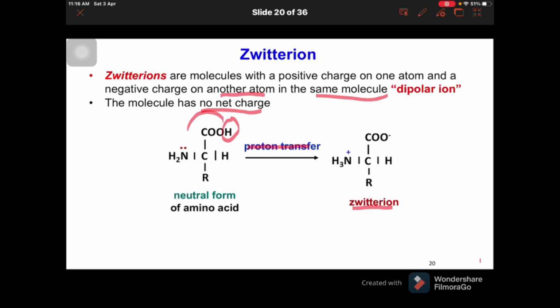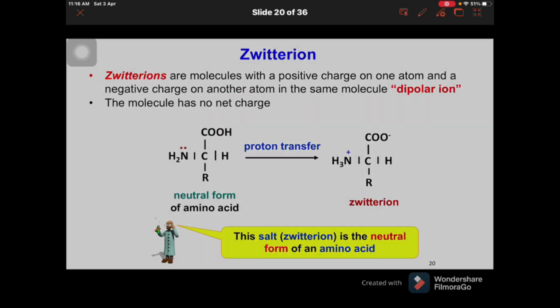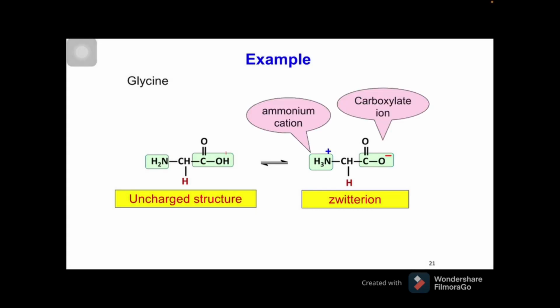will be transferred to the amino group to form COO negative as the carboxylate ion, and the other part will be ammonium ion NH3+. This salt, Zwitterion, is the neutral form of amino acid. Okay, look at the example, glycine.